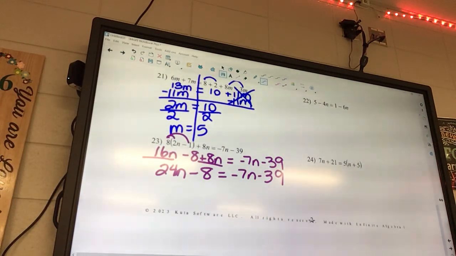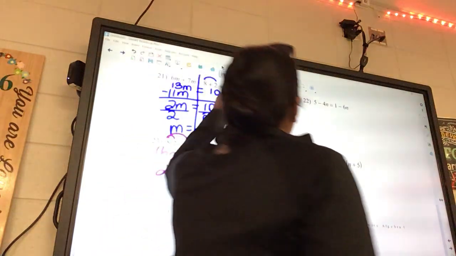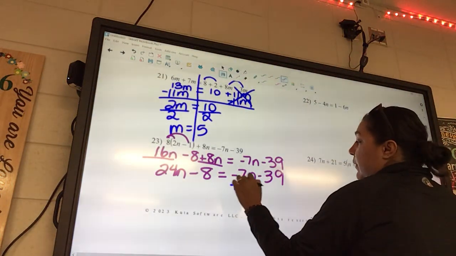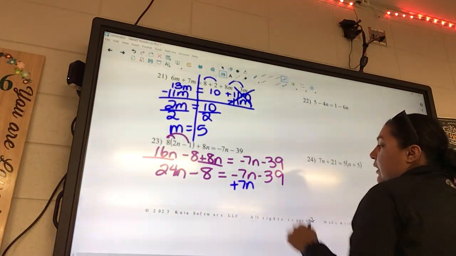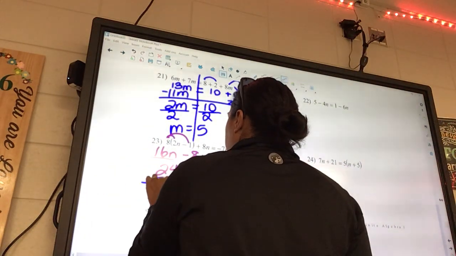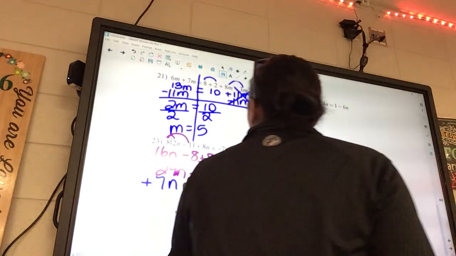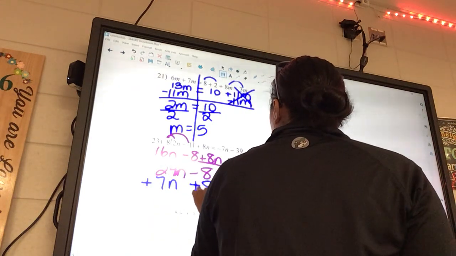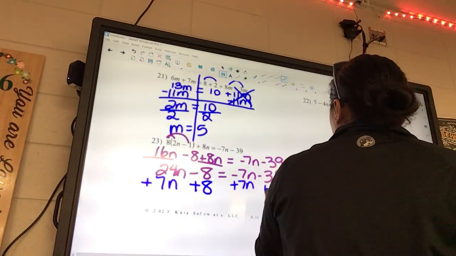Okay, from here we're going to move our letters to the left, numbers to the right. Who's going to get moved? The negative 7n. And where is it going to go? Under the 24. Who else is getting moved? The negative 8 is going to get moved. And it's going to go under whatever's left, which is the 39.